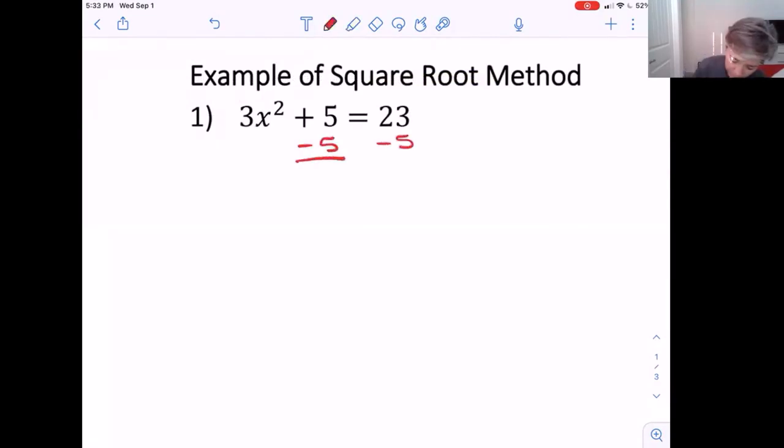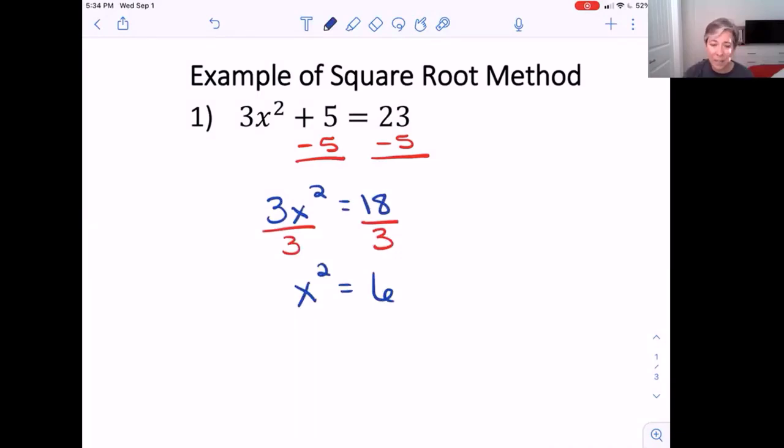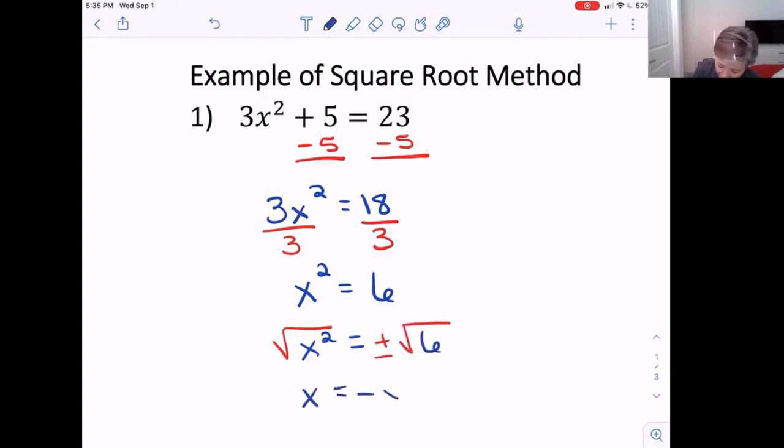We would subtract 5 from both sides, get 3x squared equals 18, divide both sides by 3, and we get x squared equals 6. To undo an x squared, its opposite operation is a square root. We can take the square root of the left side, but when we take the square root of the right, we have to consider both the positive and negative square root of 6. So x would be a negative square root of 6 and a positive square root of 6.